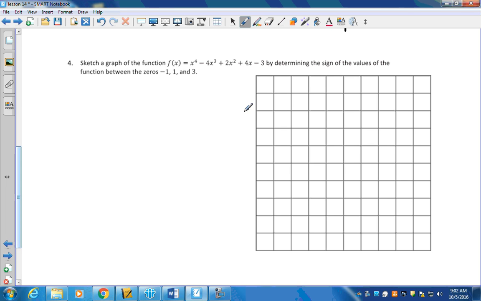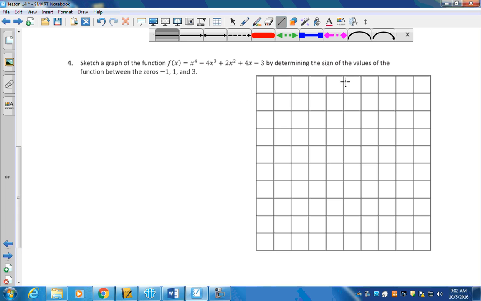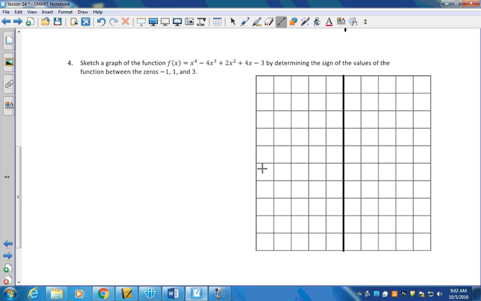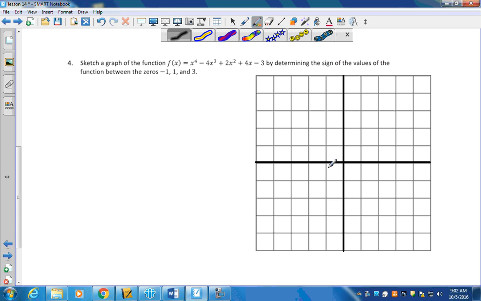This one does not factor. But they give us enough information to graph it anyway. Negative 1, 1, and 3 are zeros. And this one says we just have to do it by determining the sign of the values between those zeros. So we got to get the sign over here, between there and there, between there and there, and over here, right? So you pick a number.